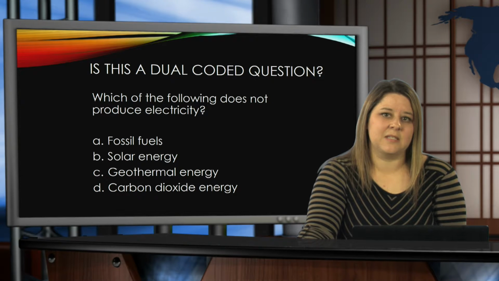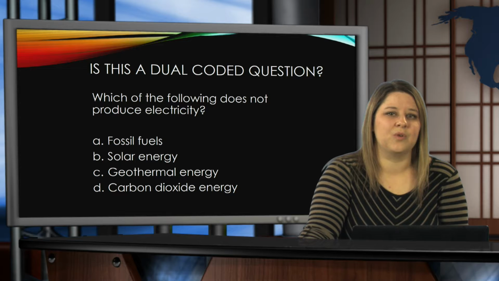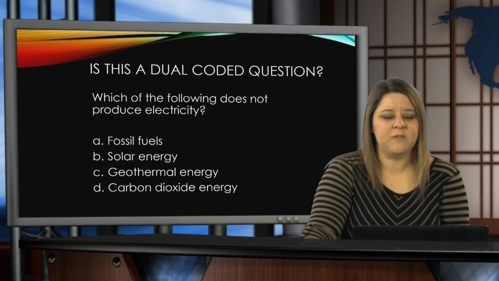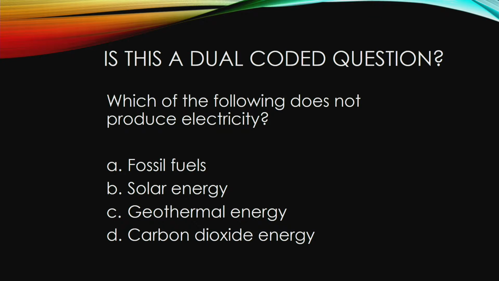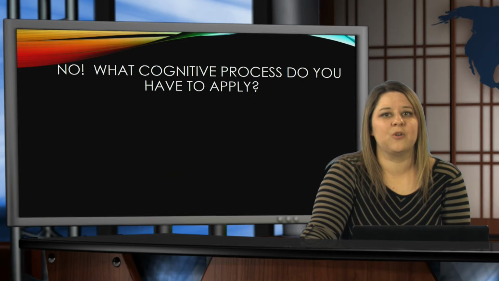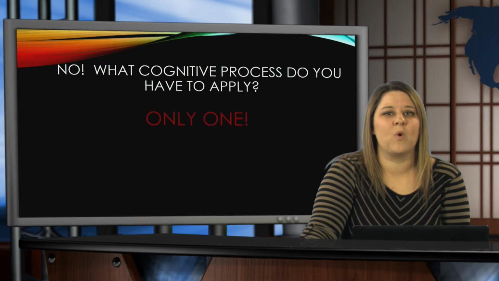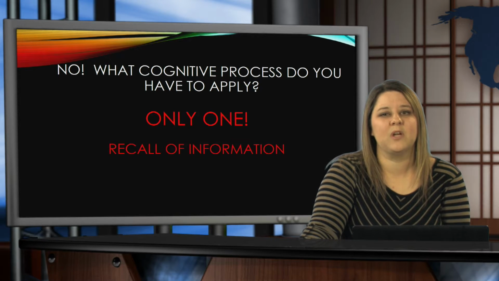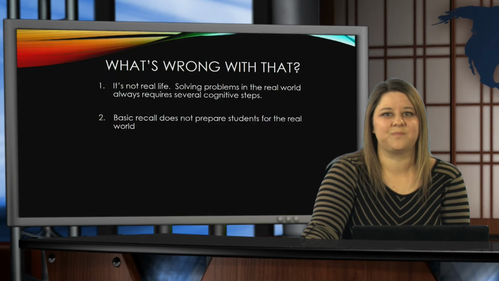So let's practice. Is this a dual-coded question? Which of the following does not produce electricity? Fossil fuels, solar energy, geothermal energy, carbon dioxide energy? No, this is not a dual-coded question because it only uses one cognitive process, recall of information.